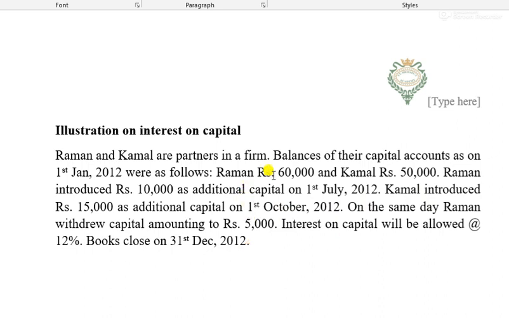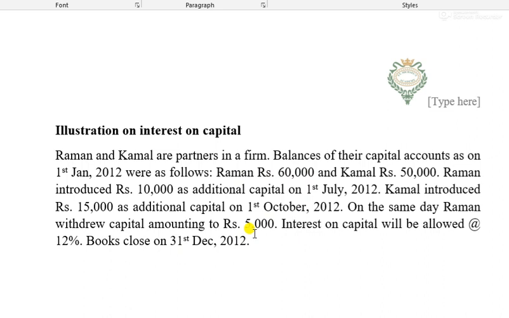In the starting of the year, Raman's capital was 60,000. Then on 1st July, his capital became 70,000. Then again on 1st October, what did he do? He withdrew the capital. How much? 5,000. Yes. So his capital became 60,000 plus 10,000, 70,000 on this date. And then 70,000 minus 5,000 is equal to 65,000 on this date.